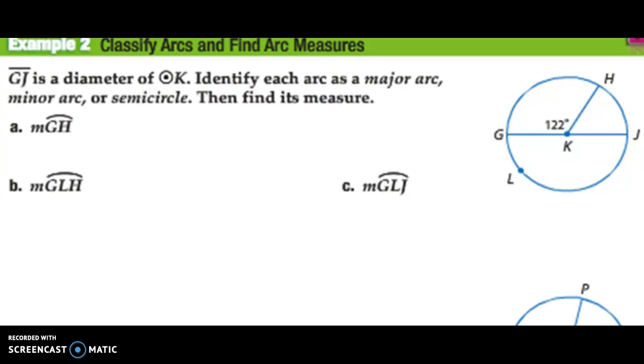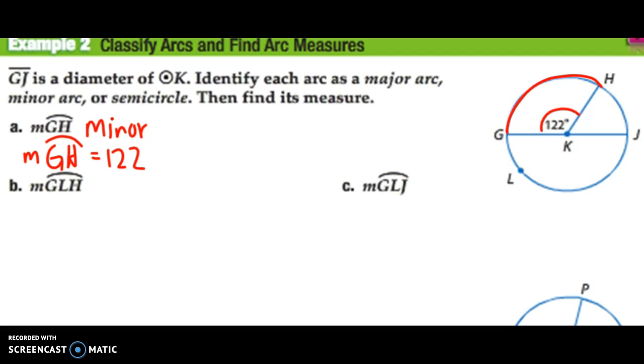Okay, so if you look right here, if JG or GJ is the diameter of circle K, identify each arc as major, minor, or semicircle, then find its measure. So if I look right here, I'm looking for arc GH. Well, it corresponds with angle 122. So this is going to be a minor arc, and the measure of arc GH is going to be equal to 122. Notice I don't put the degree sign with it. It's just equal to 122.